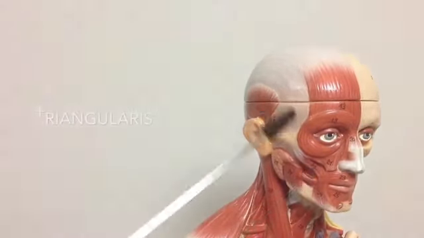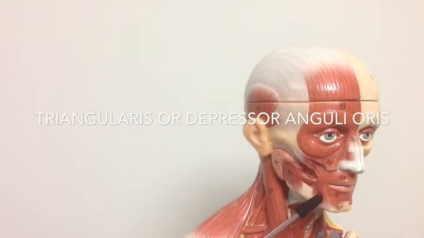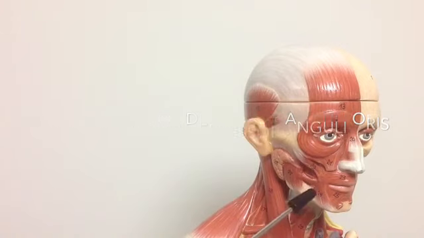This is the triangularis, also called the depressor anguli oris. This muscle is located on the mandible, the lower jaw, and it originates at the corners or angles of the mouth. And its two names come from its triangular shape, triangularis, and also its action. Depressor anguli oris refers to its movements of lowering, depressor, the angles, the corners of the mouth, which is oris. It is nicknamed the frowning muscle because of this action.